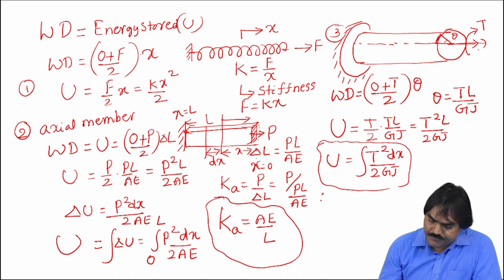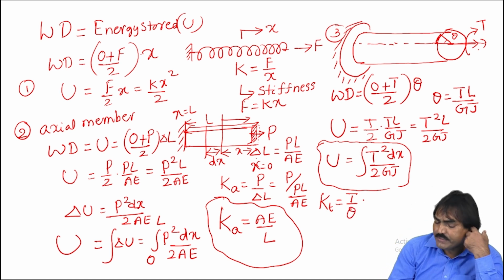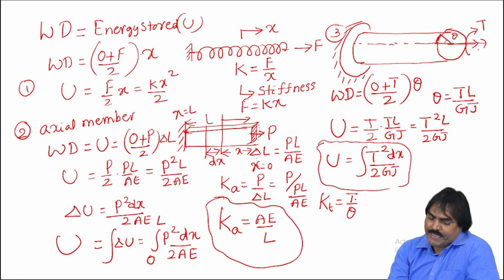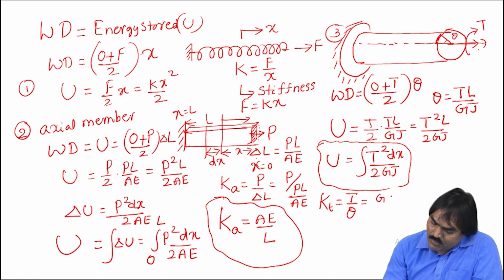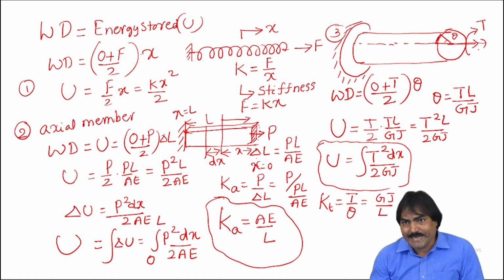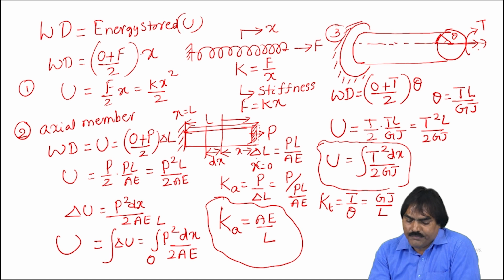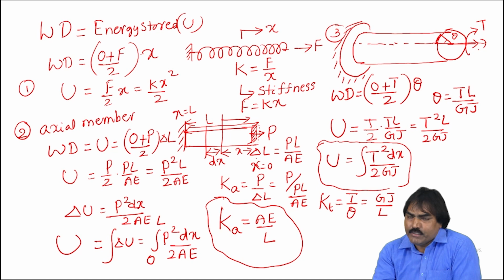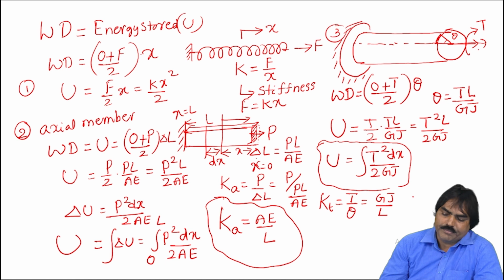Now, the torsional stiffness KT is defined as torque by angle of twist. The axial stiffness, what we are defining, load by displacement. Similarly, the torsional stiffness is defined as torque by angle of twist. That gives GJ by L. See, the torsional stiffness KT is also a function of G, material property, and J, geometry, where J is equal to how much? Pi by 32 d power 4. L is the length of the shaft.